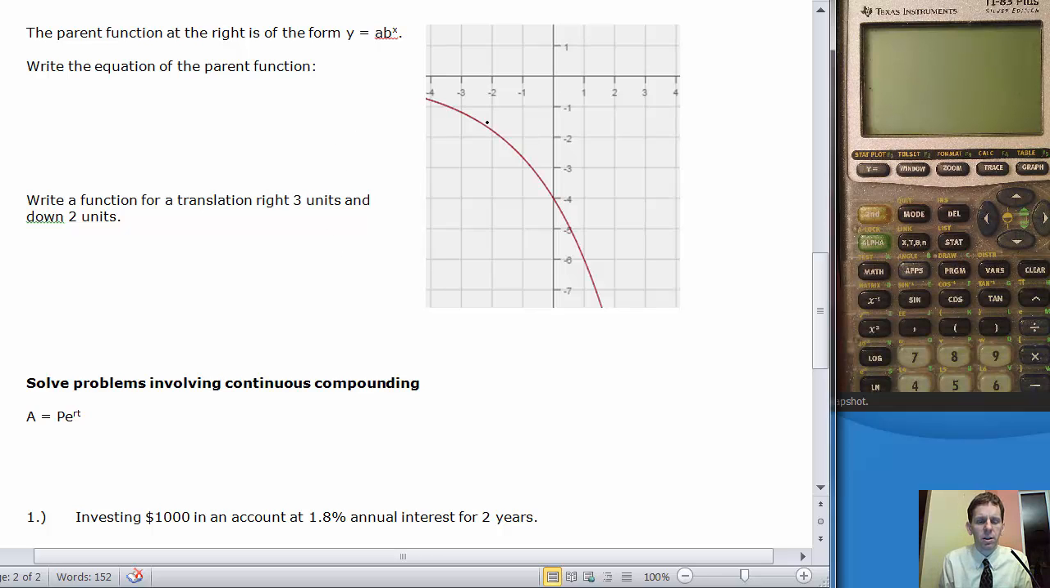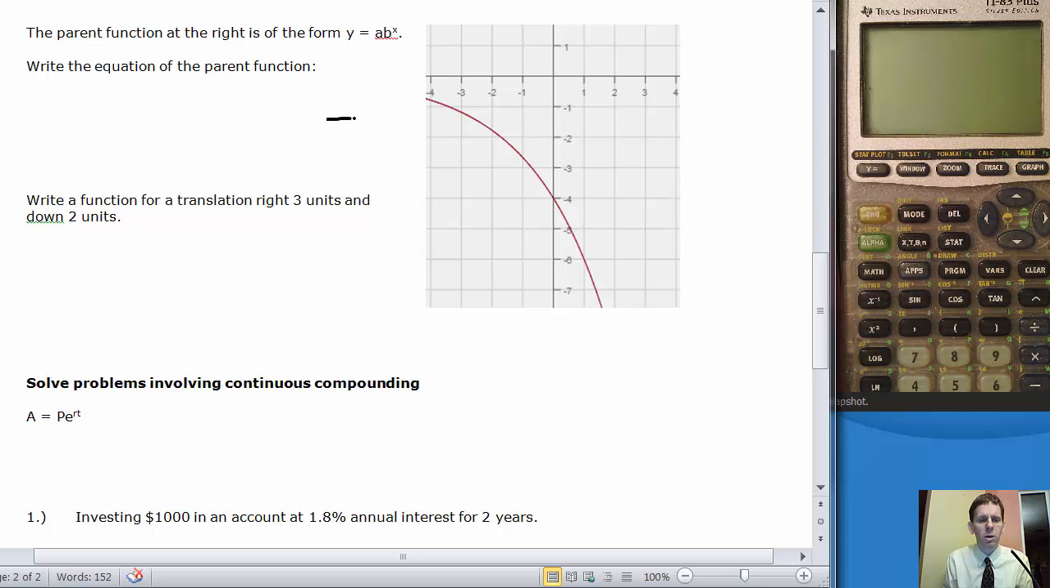The parent function at the right on this graph is in the form y equals a times b to the x. I think you could come up with the equation for this parent function. See if you can do that, and then take that function and see if you could come up with a translation that would move your graph right 3 and down 2.